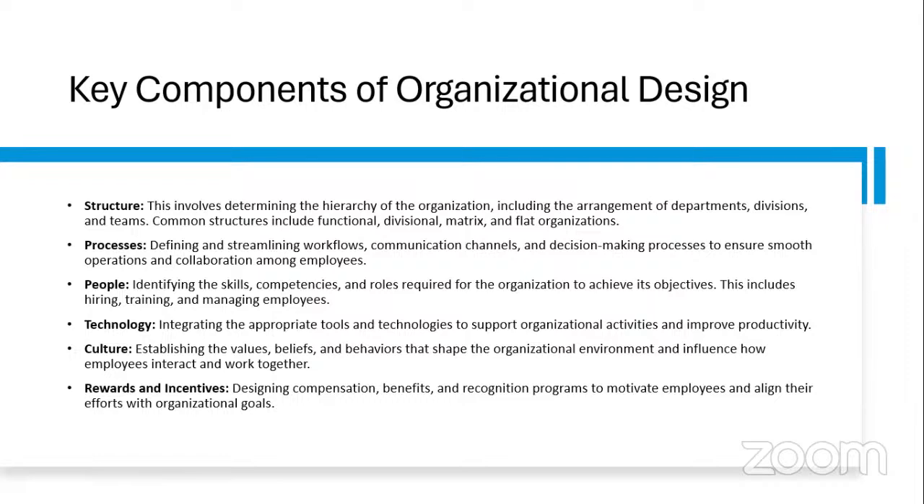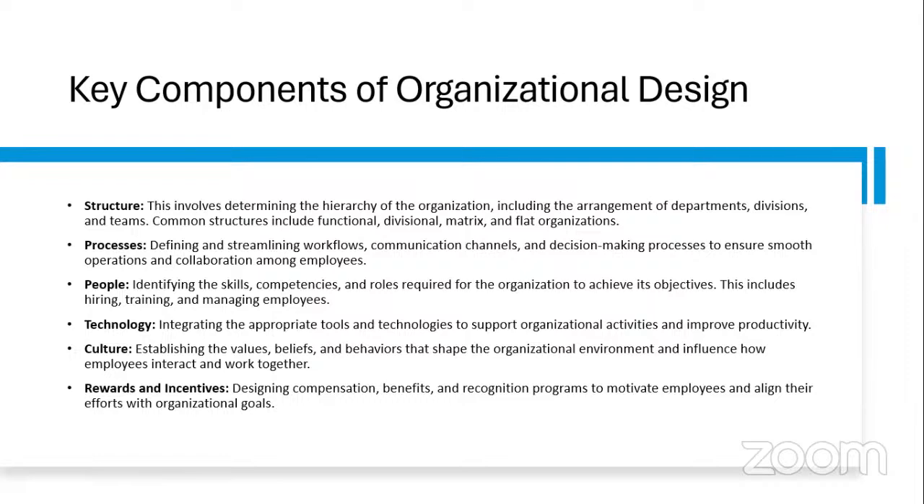Structure involves determining the hierarchy of the organization, including the arrangement of departments, divisions, and teams. Common structures that we'll be discussing here will include the functional, the divisional, the matrix, and the flat structures. Then you have the processes: defining and streamlining workflows, communication channels, and decision-making processes to ensure smooth operations and collaboration among the employees. People here include identifying the skills, competencies, and roles required for the organization to achieve its objective. This will include hiring, training, and managing employees.